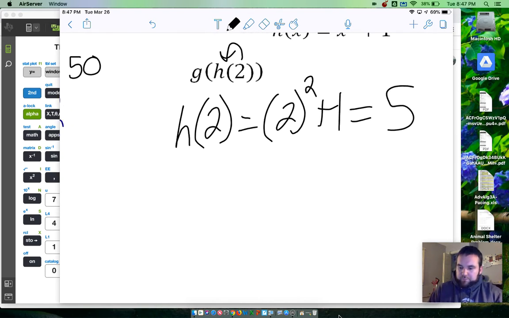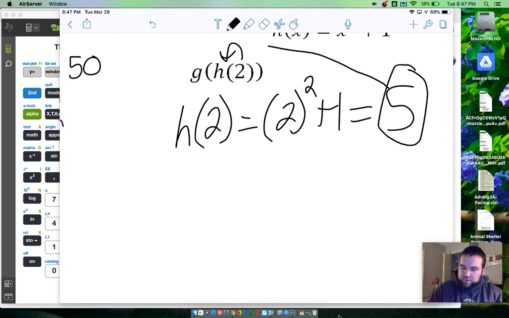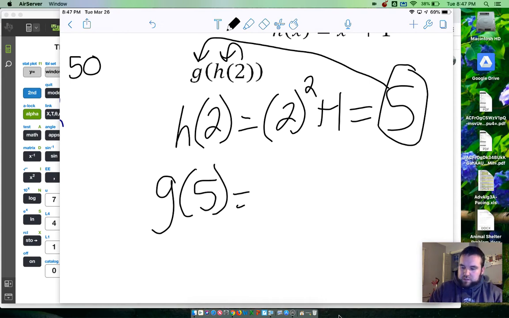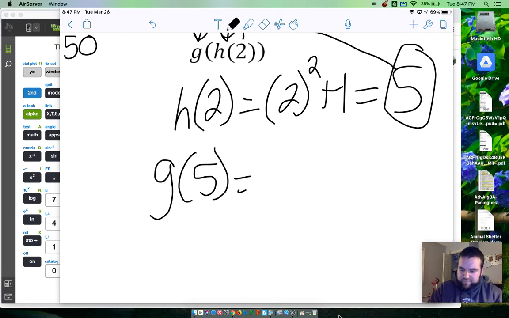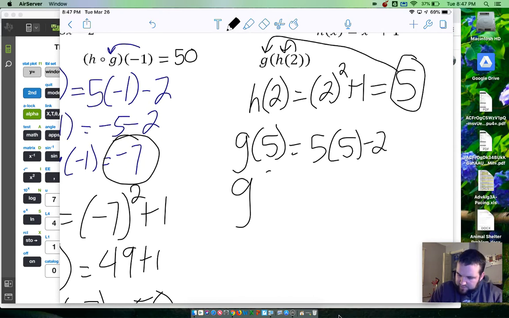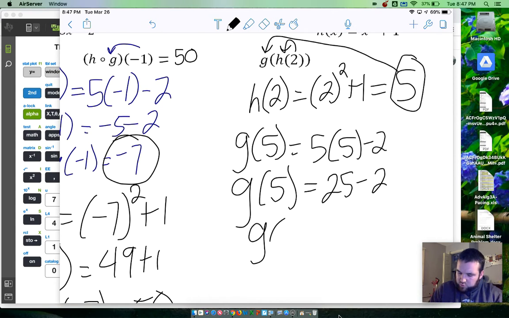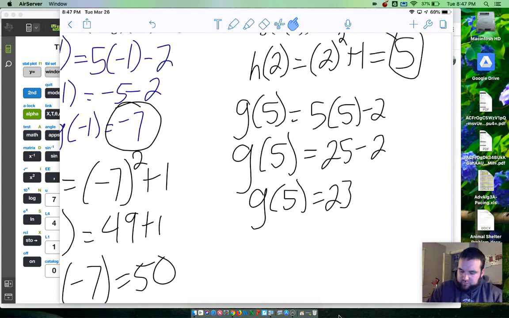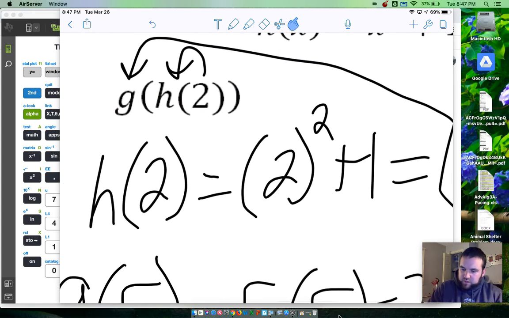Okay. Again, here's my output that is going to then go into the g function. So g of 5 is, what was the g function? 5x minus 2. So 5 times 5 is 25. And if I take away 2 from that, I will get 23. Okay. Again, final result is 23. So I would come up here and say g of h of 2 equals 23.